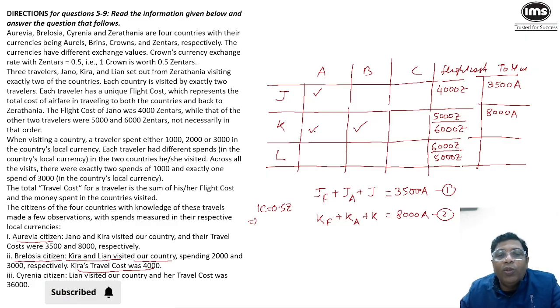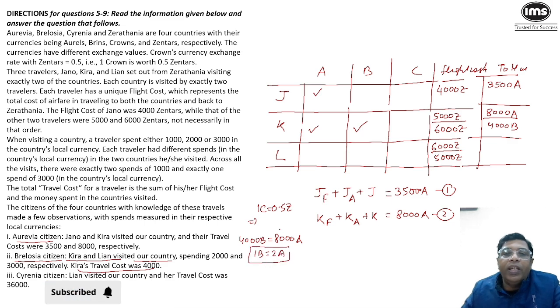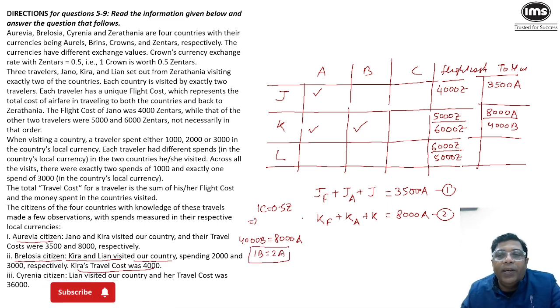And as per citizen of A, Kira's total cost is 8000 A, while for citizen B, Kira's total cost is 4000 B. But the value has to be the same. So in this context, I can clearly say that 4000 B has to be equal to 8000 A, which means 1 B is 2 A. So now we know the ratio exchange between currency B as well as currency A. Right? And now you can say KF plus KA plus KB will become 8000 A, or it could be equal to 4000 B. Interesting.